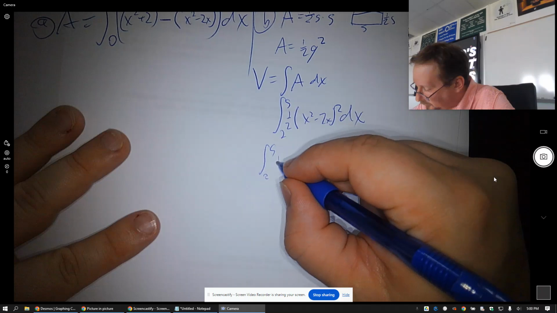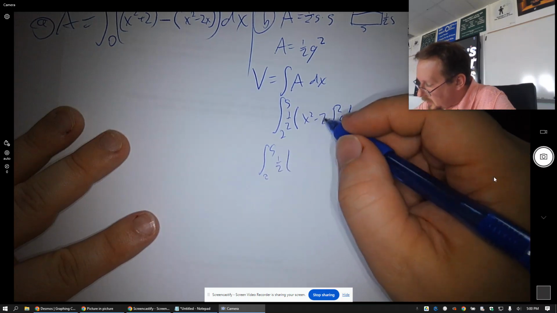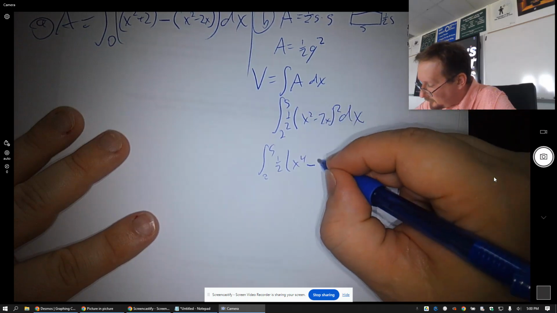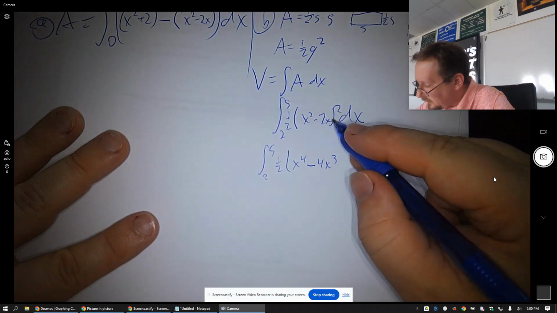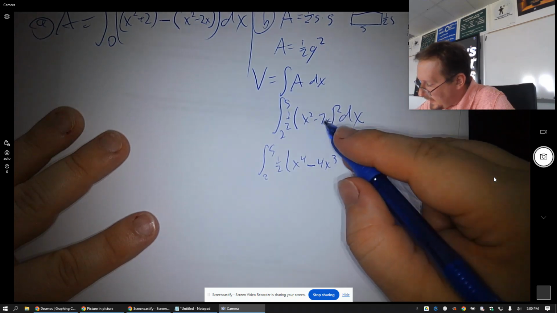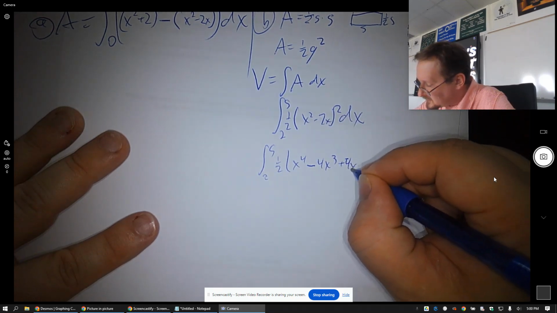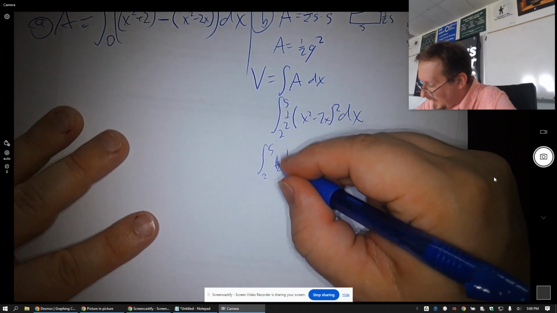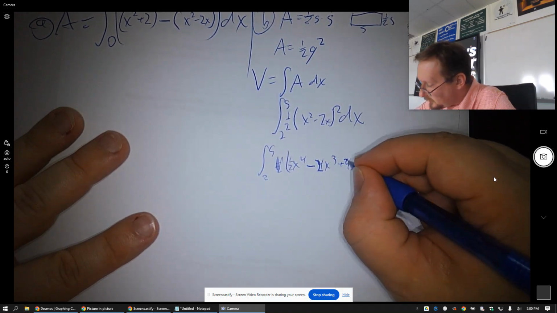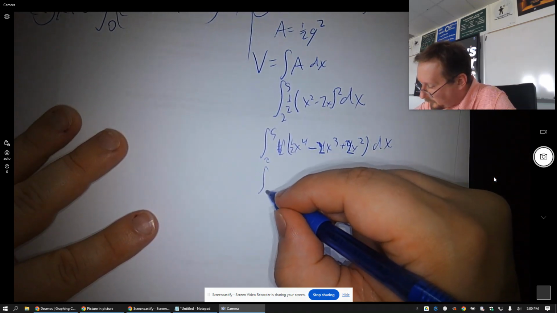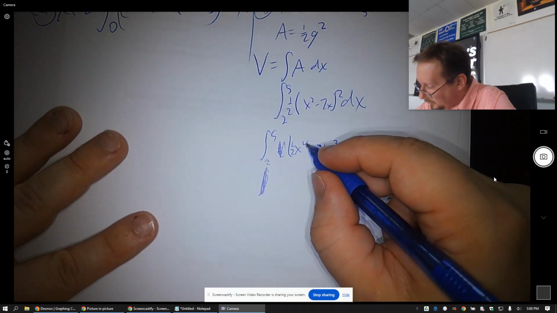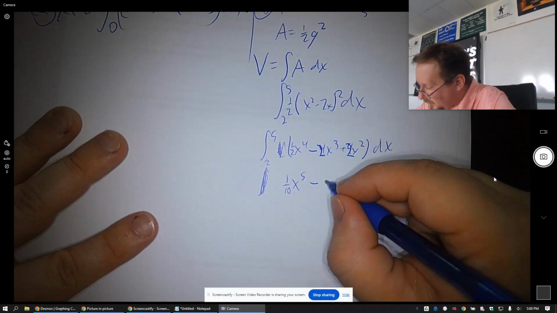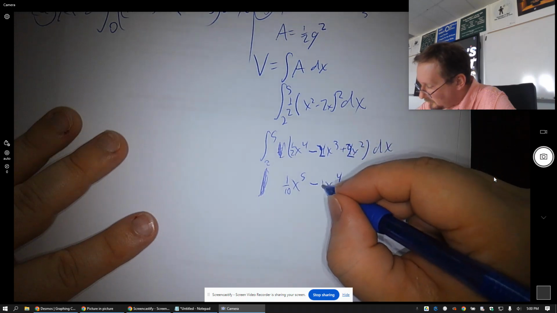2 to 5, 1/2. Here we go. We're going to FOIL. Okay, that's x to the 4th. That's 4x cubed, I think. And then that's going to be plus 4x squared, I think, dx. Let's bring the 1/2 in just because I want to have smaller numbers. Okay, integral from, all right, raise up the power, divide by the new power, raise up the power, divide by the new power.